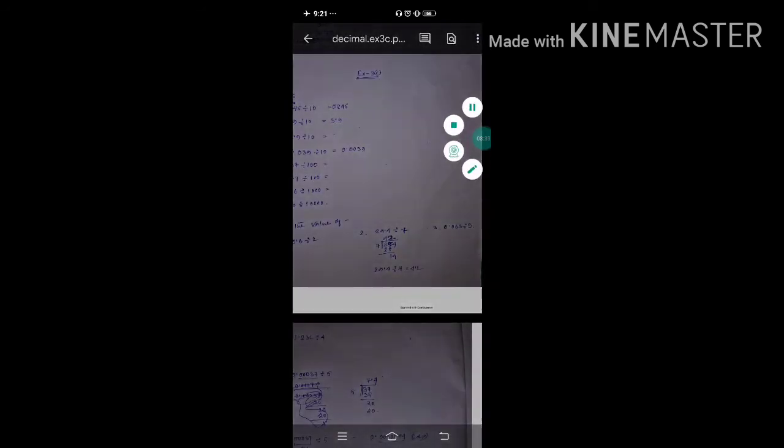Okay. Similarly, your 3 number C, 0.063 divided by 3. First of all you have to divide 63 divided by 3. Then after that you have to adjust the decimal places. Okay.